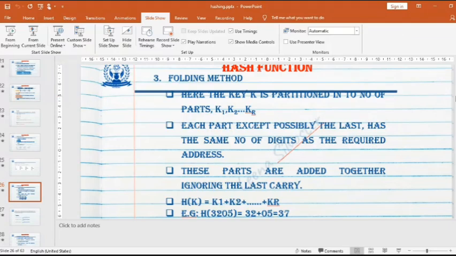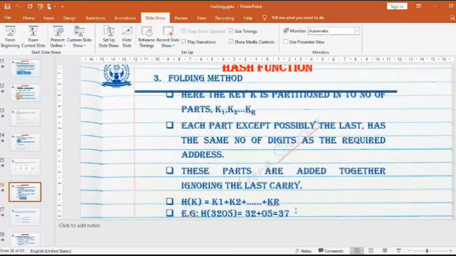In the last example also, we had done something like that. We had calculated one hash function by adding the digits. So here, h of k equals K1 plus K2 plus etc. plus Kr, where K1 is the first part, K2 is the second part, and Kr is the last part. And it is to be noted that you have to ignore the last carry.